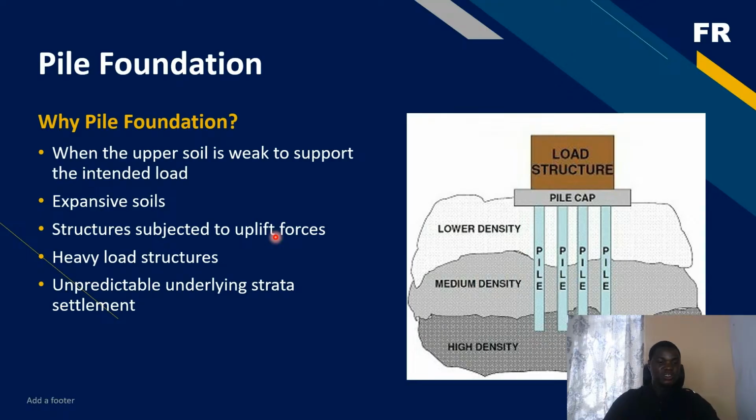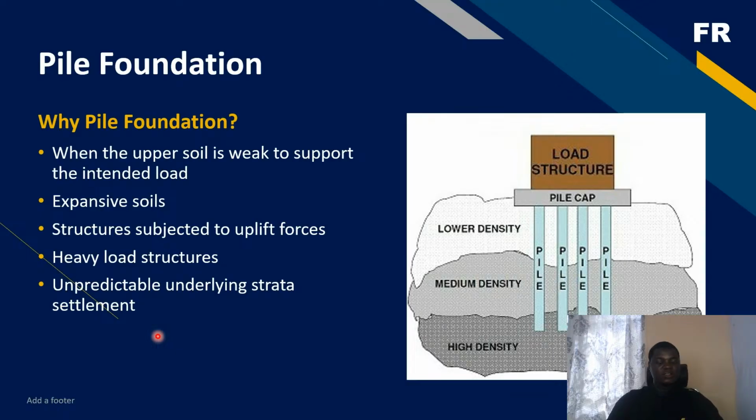And then we have the last point, unpredictable underlying strata settlement. That is when the settlement is unpredictable or it's much more above the allowable limit. Then in that case, you tend to go for pile foundations. So these are some of the reasons why we provide pile foundation in construction. I know that the first two are the common ones, when the loads are heavy or the soil is very weak and cannot carry the intended load. Those are the major ones that we know in practice.